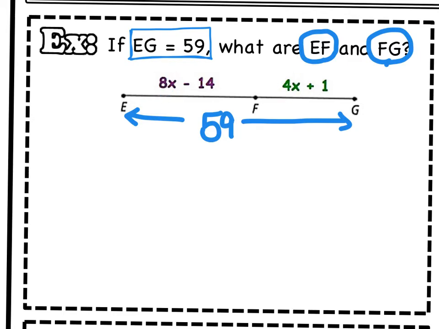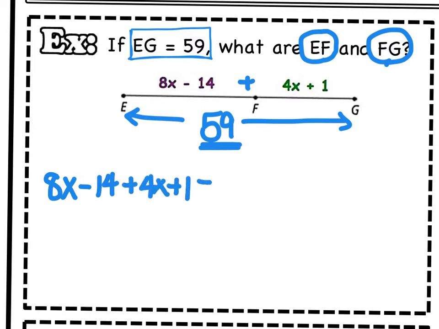So let's use our segment addition postulate to write and solve an equation. What the segment addition postulate says is that if you take the sum of the two parts, so I want to add these two pieces together, it's going to equal that total that we have down here at the bottom. So if I turn that into an algebraic equation, I'm going to add 8x minus 14 plus 4x plus 1, and that's going to equal 59 units.